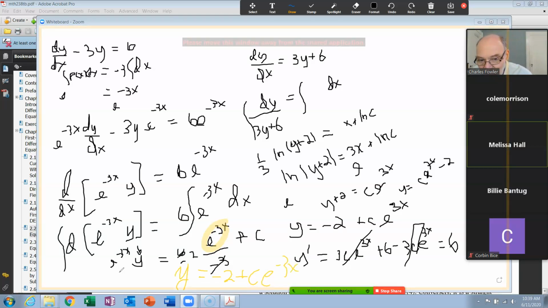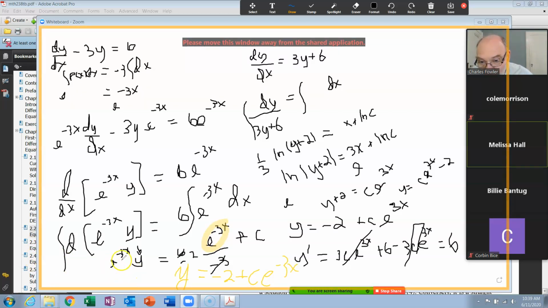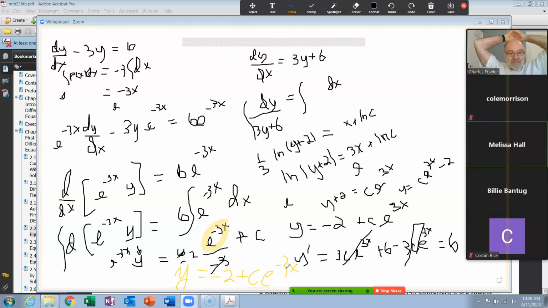How you got rid of this one, e to the minus 3x, was multiplying everything on both sides by e to the 3x. That made that go to 1, that made that go to 1, but then you multiply the c by e to the 3x, not minus 3x. Got it. I must have just written it down wrong. Right. Yeah, that is a plus. Good question, though. Any other questions?